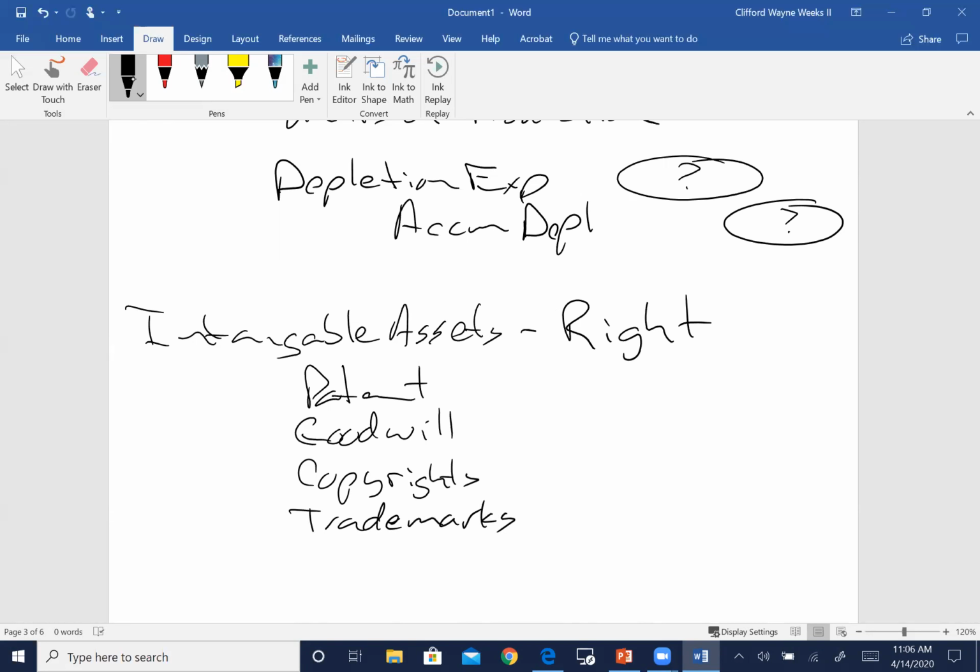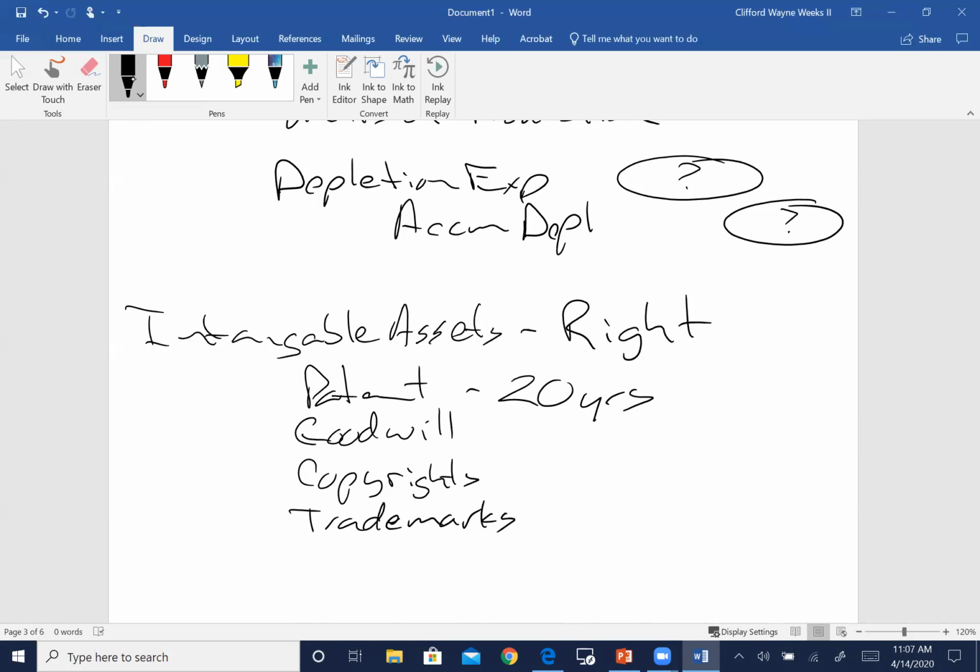And so a patent is basically you've created something new, and to allow you to make money from your creation without other people using your idea, you file a patent, okay, and that gives you protection of your idea. That only lasts for 20 years.